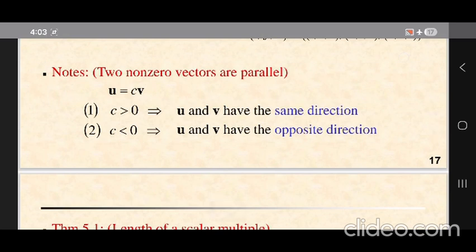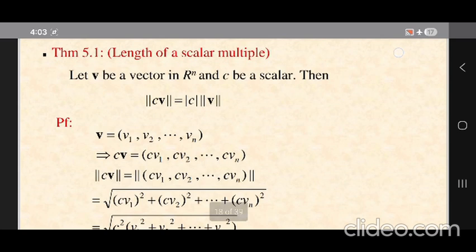Two non-zero vectors are parallel. Parallel condition: u equals c v, that is, the vector u equals the scalar multiple c times v. If the scalar c is greater than 0, then u and v have the same direction. If c is less than 0, then u and v have the opposite direction.